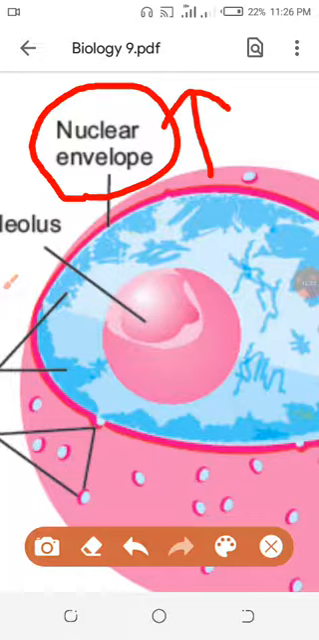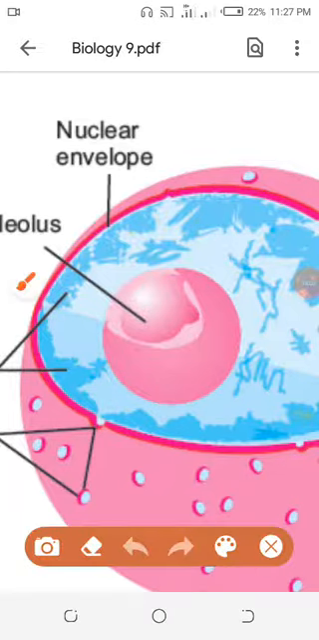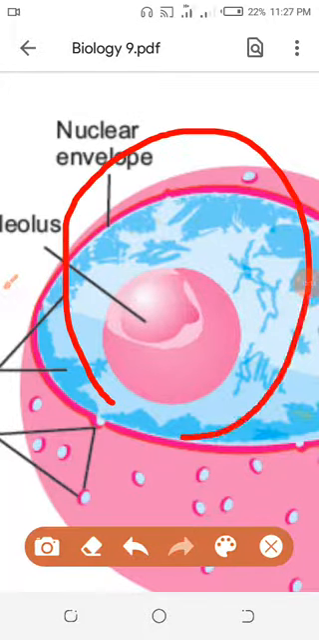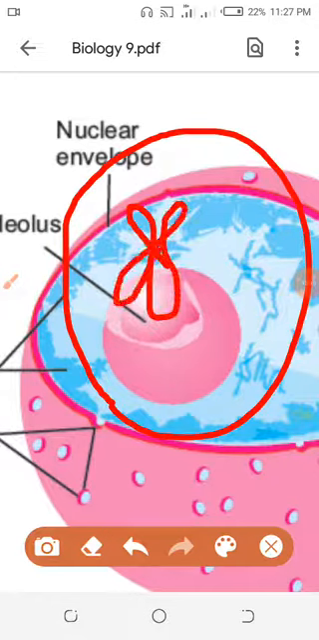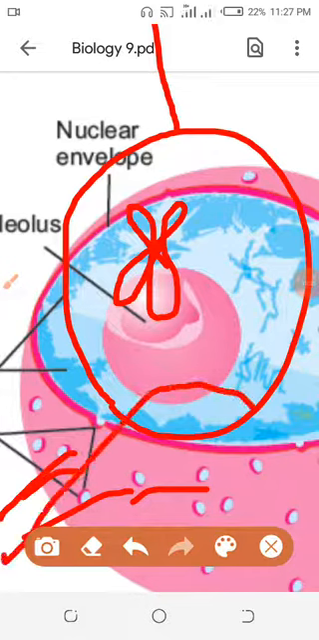One point about these two cells I told you: the nuclear envelope means the membrane which is covering the nucleus. I made a rough shape of the nucleus here. This is a nucleus, and these are the chromosomes which are present inside the nucleus. This is a membrane, and some pores are present. These are the nuclear pores. These pores are very important because materials are transported from the nucleus to the cytoplasm.